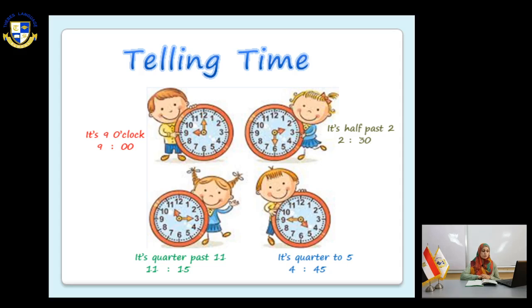Down, you have the small arm pointing to 11, the long arm pointing to 3. So it's quarter past 11. In digital, it's 11:15. The last one, the small arm is between the 4 and 5. The long arm is on 9, so it's quarter to 5. It means it has 15 minutes to go to the 5. In digital, it's 4 because it's still in the 4. 4:45.